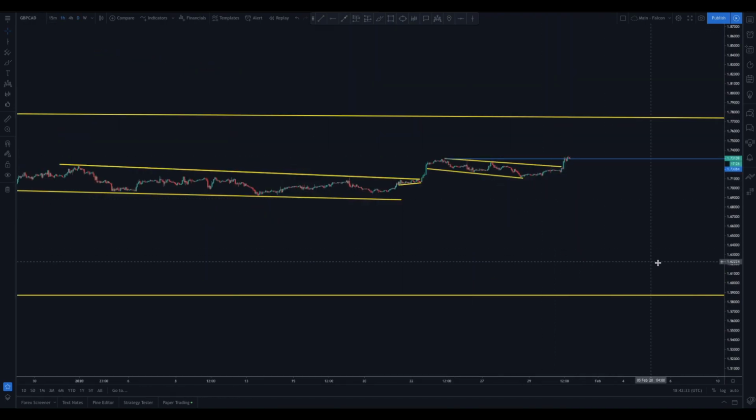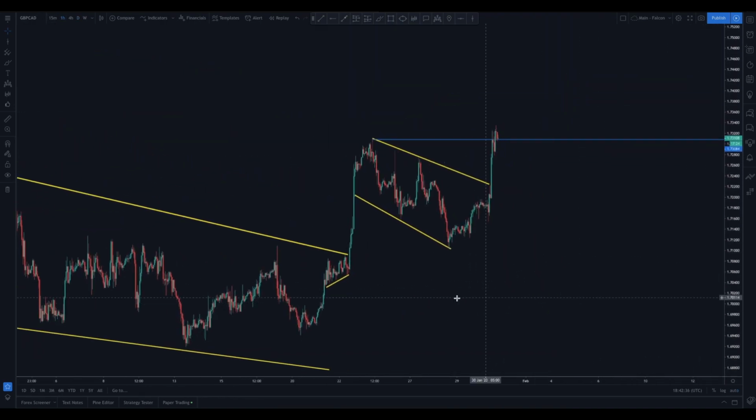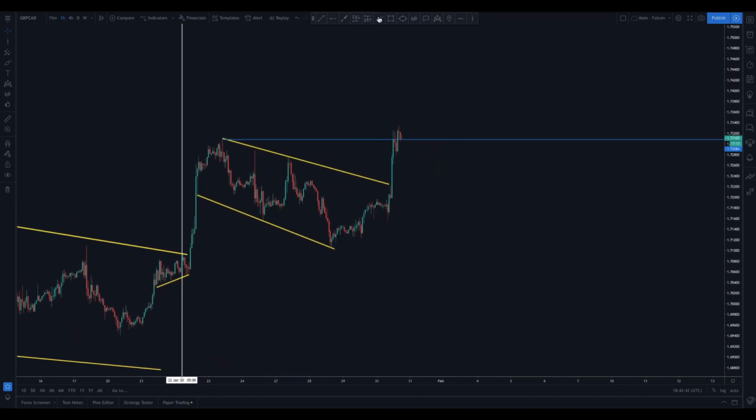What is the 1 hour showing? Very, very similar circumstance. That's just to separate impulse, correction, and guess what? Impulse. Isn't this exactly what we were anticipating?